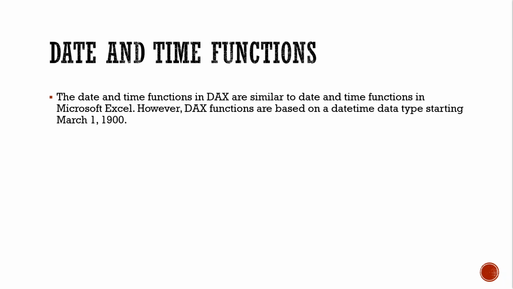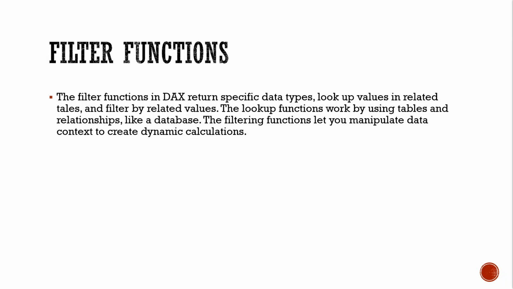Next, the date and time functions. Obviously, these include functions that deal with date and time. It's similar to Excel, and the DAX functions for date and time start on March 1, 1900. Next is the filter function, which returns a specific data type, looks up values in related tables, and filters by related values. It's the same thing as using a where clause in SQL Server.